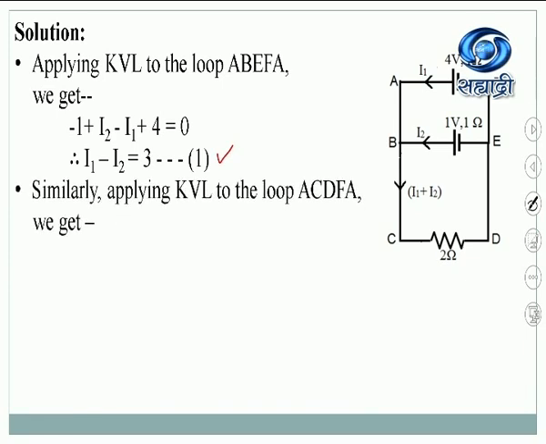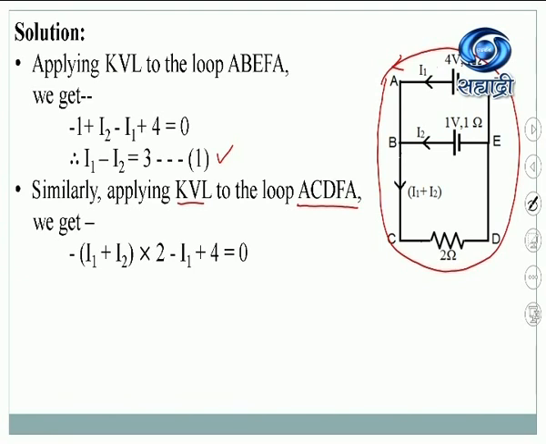Now similarly, applying Kirchhoff's voltage law to the loop A, C, D, F, A. Where is that A, C, D, F, A? That is the complete circuit. We are applying Kirchhoff's voltage law. Now see what we get. From A we are going to C, nothing is there. From C to D, current I1 plus I2 is going in this direction. We are going in the direction of current, so there is a negative sign. Total current, that is I1 plus I2, into resistance, that is 2 ohm. So this is the first term we got.